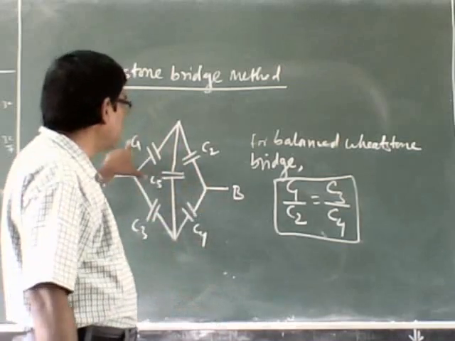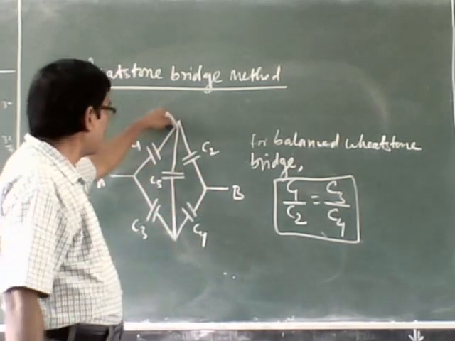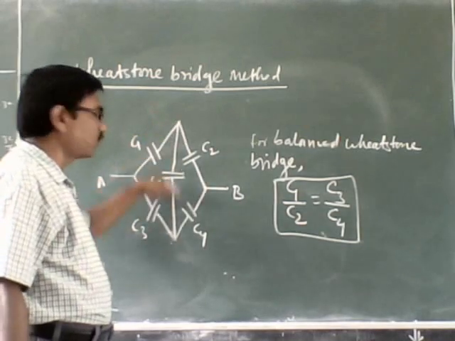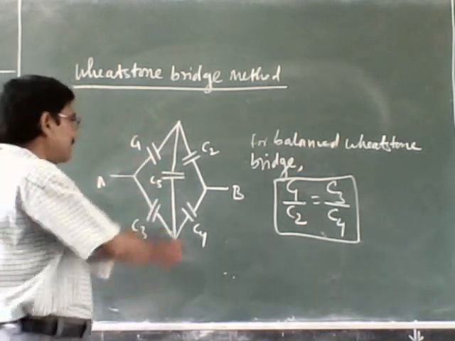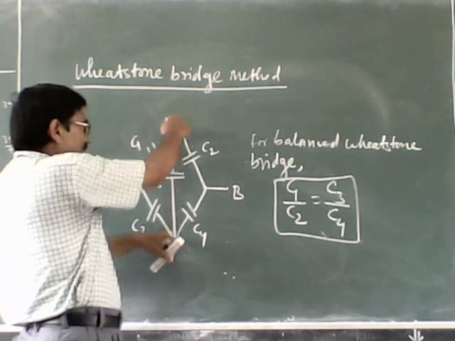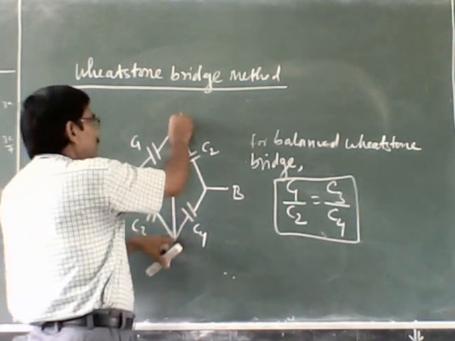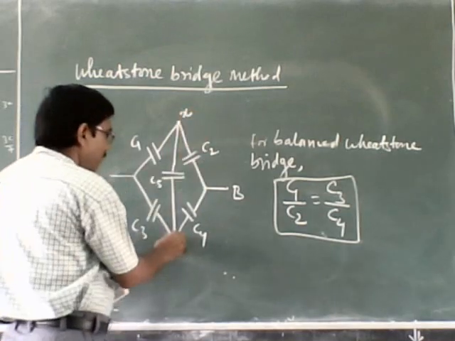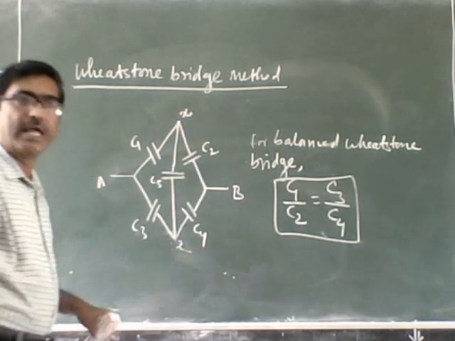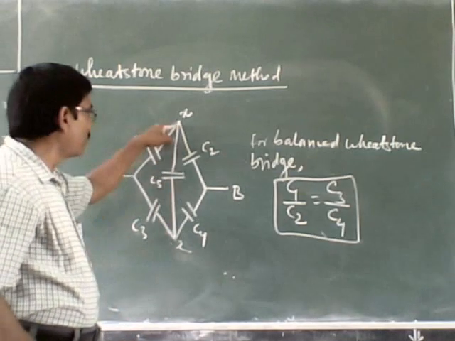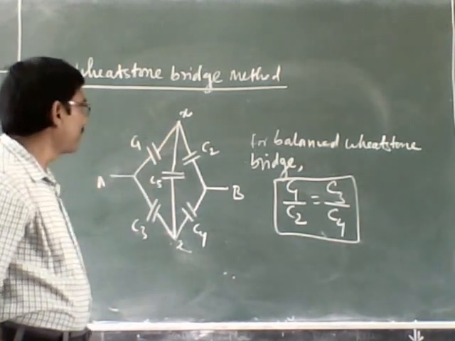And when the bridge is balanced, no charge will pass through this path. It means the potential difference between these two points will be 0. So if the potential at this point is x, then the potential at this point will also be x. It means the potential difference will be 0 and no charge will pass through this path.